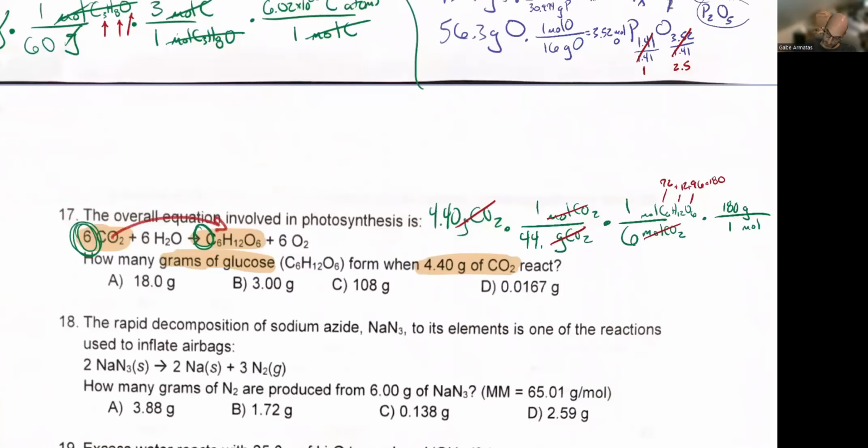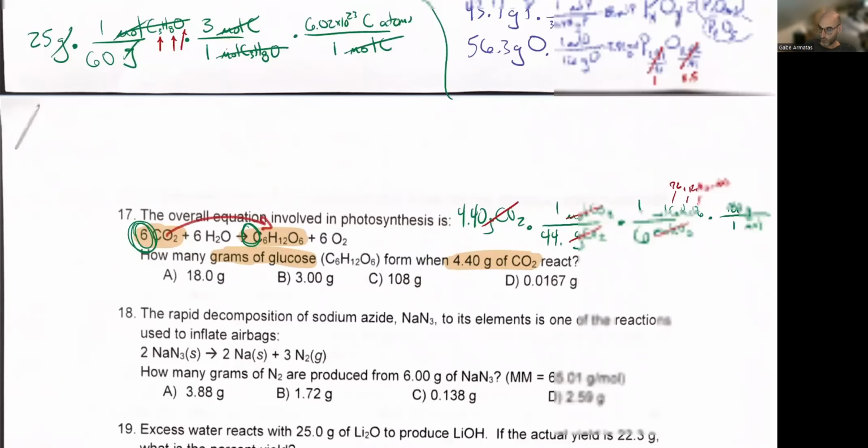And now we do the math. So 4.40 divided by 44, enter. Divided by 6, enter. Times 180, enter. Oh, can't see my number.